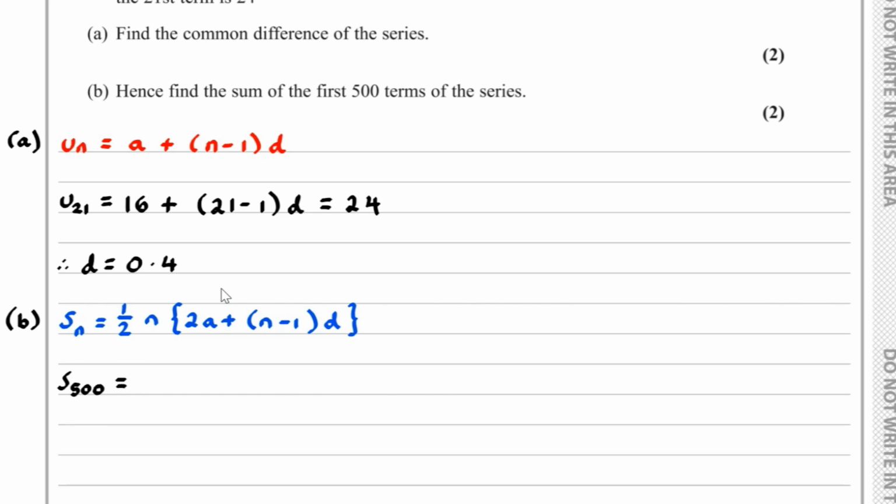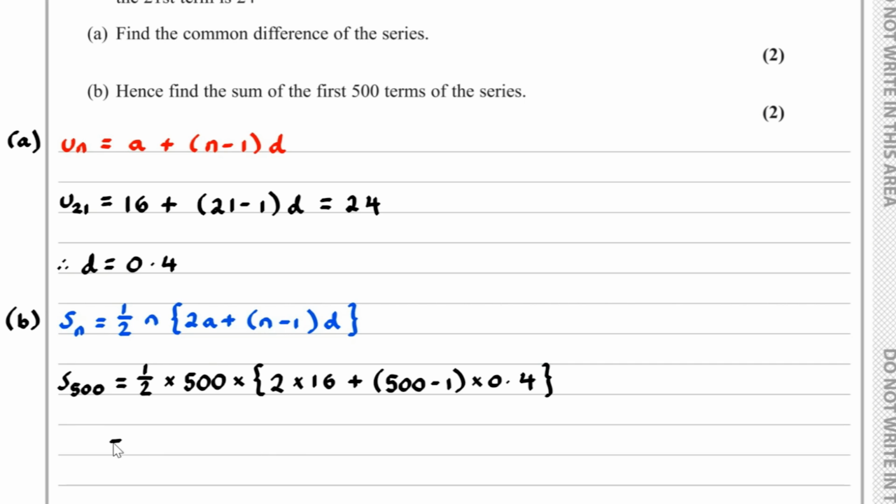So S500, this is equal to 1/2 multiplied by 500 multiplied by 2a, so we've got two lots of 16, plus 500 minus 1 multiplied by d, which we know is 0.4.